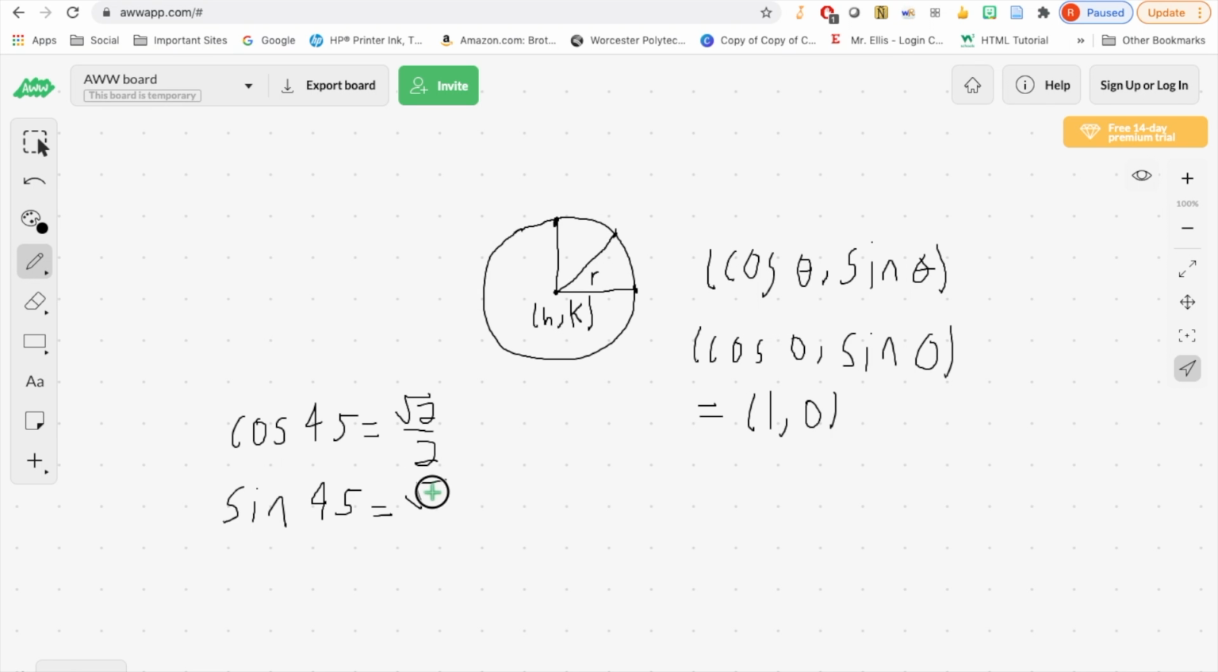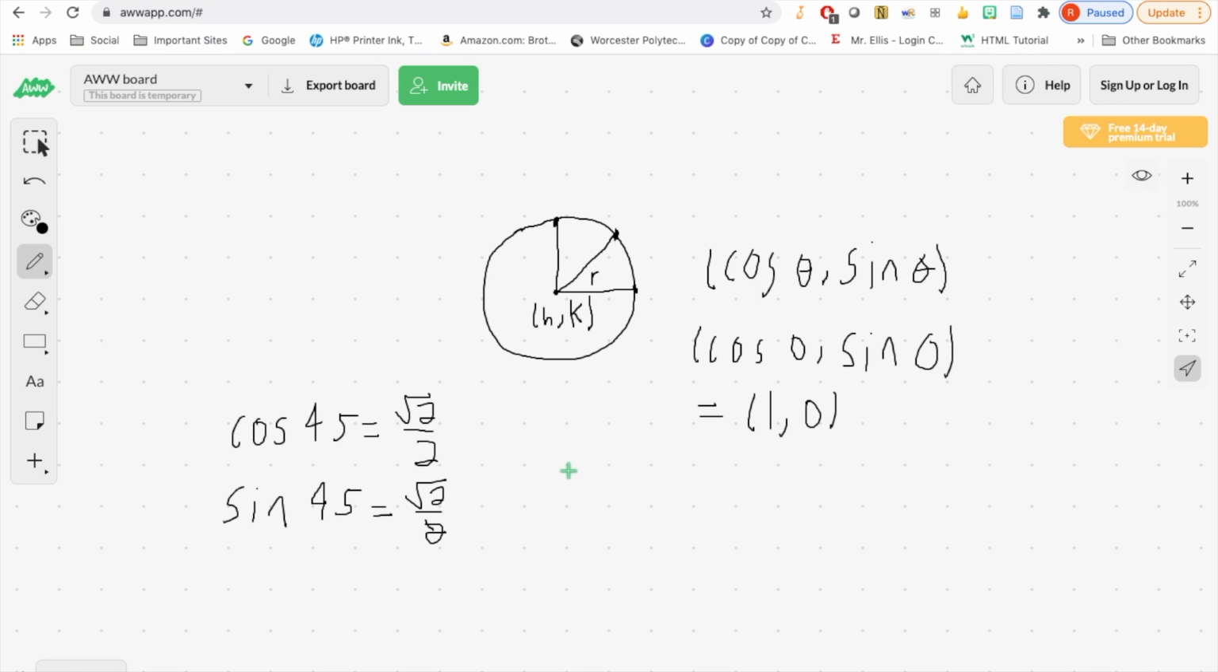And that actually gives us the coordinates of the point when we extend the radii for a 45-degree angle. This point has coordinates root 2 over 2, comma root 2 over 2. That's pretty cool because we can plug in theta to get any point on the circle. So you might be asking, what if r is not 1? Or what if h comma k is not the origin?